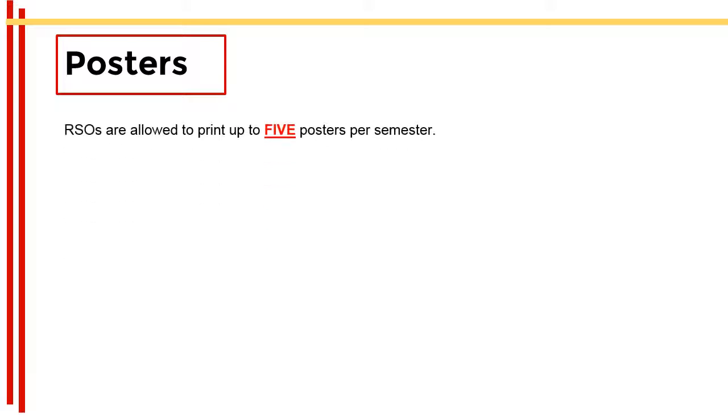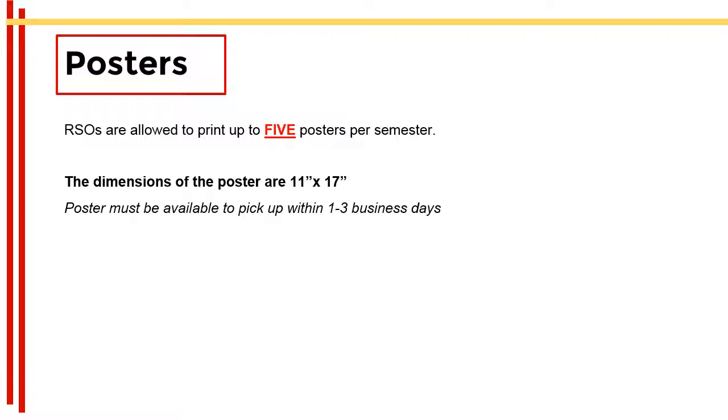For posters, RSOs are allowed to print up to 5 posters per semester. The dimensions of those posters are 11 by 17 inches. And the poster must be available to pick up within 1 to 3 business days. So this is how that process will work.